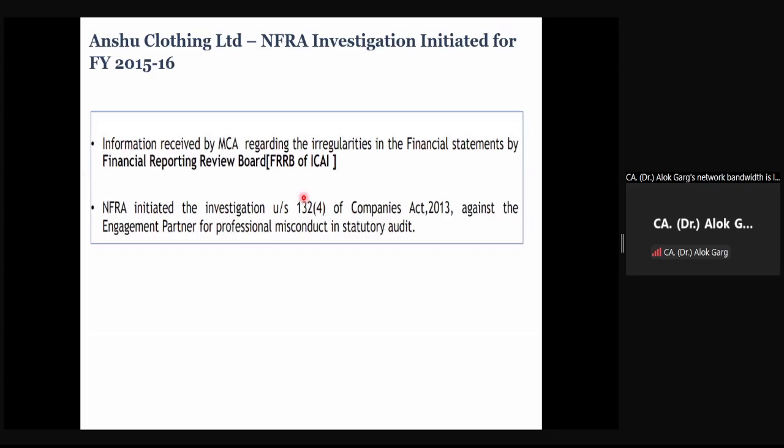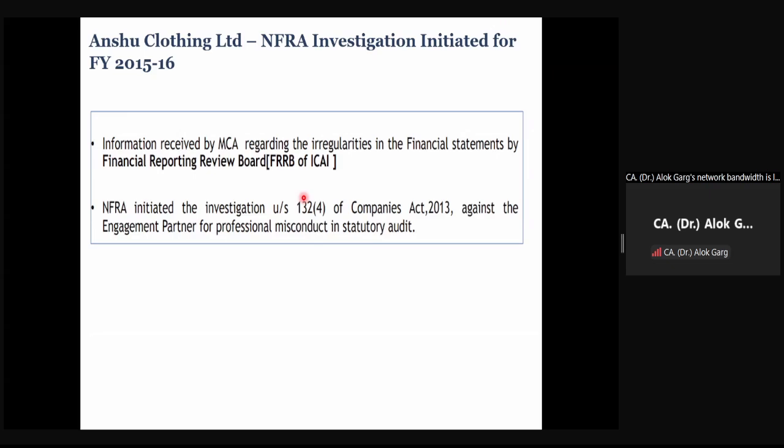Friends, I want to discuss another NFRA report, and this was relating to Anshu Clothing Limited. Friends, right now, the audit firms are in the ambit of NFRA.